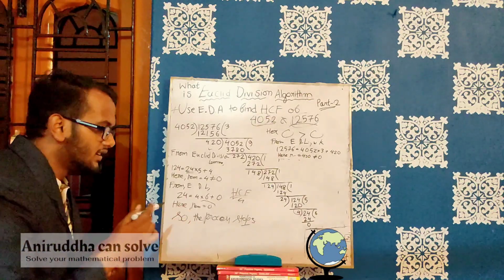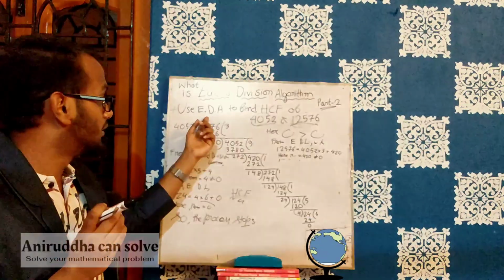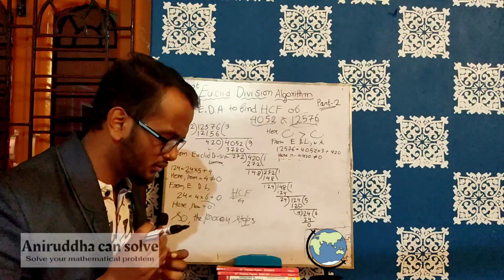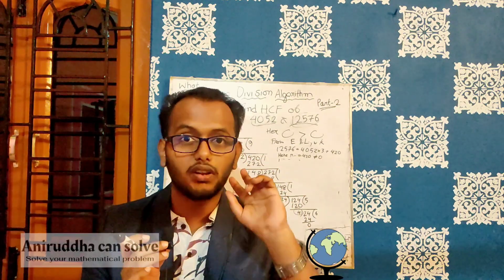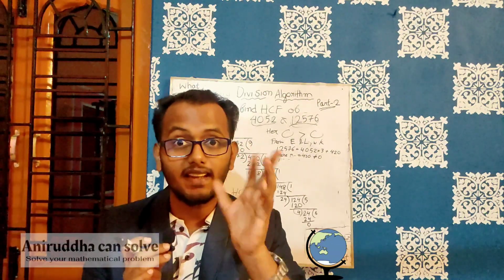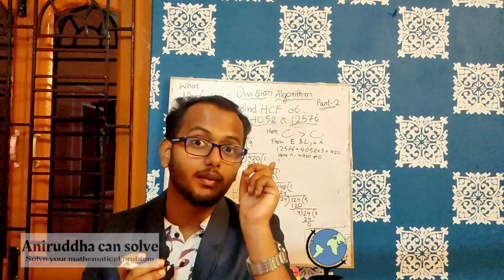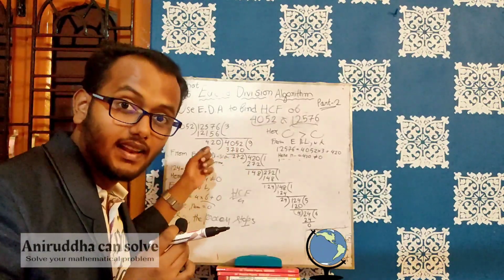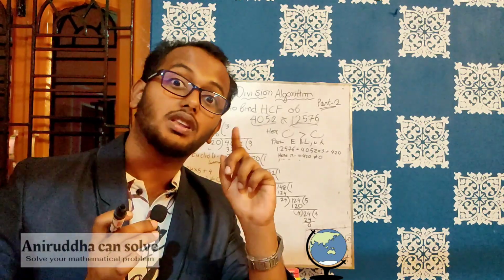Many of you are thinking they have told us to use Euclid division algorithm and you are using Euclid division lemma. So what is the main fact? Actually, the Euclid division lemma and Euclid division algorithm are interconnected. For solving Euclid division algorithm you need Euclid division lemma, and this division will come from Euclid division lemma. So using Euclid division lemma we will solve Euclid division algorithm problems.